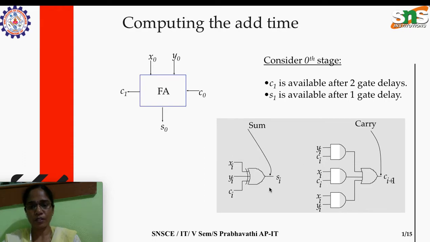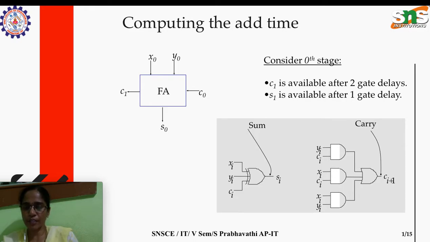This is the circuit for handling the sum, and this is the circuit for handling the carry. We have seen the equation for the sum as xi XOR yi XOR ci. So XOR of all the 3 inputs will give the sum. And this is nothing but an AND gate: xi yi, ci xi, ci yi pass through AND gates, and these outputs are given as input to the OR gate. This is the logic implemented for carry.